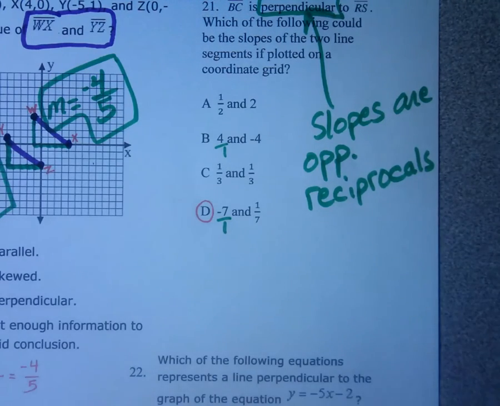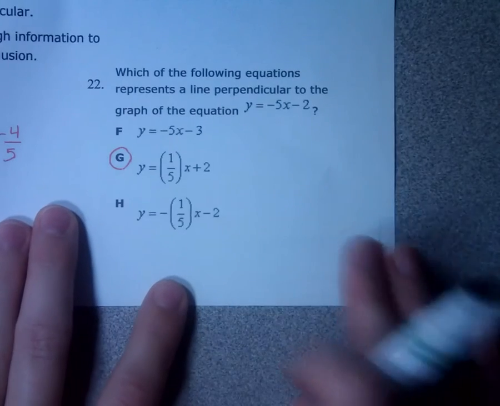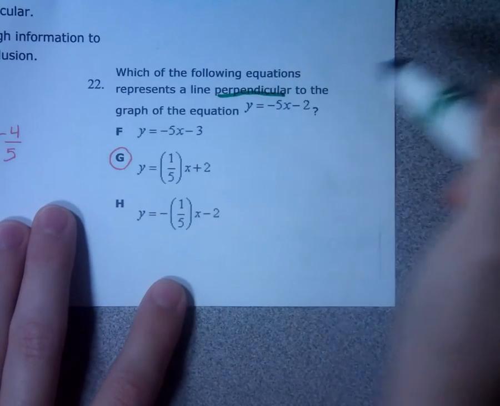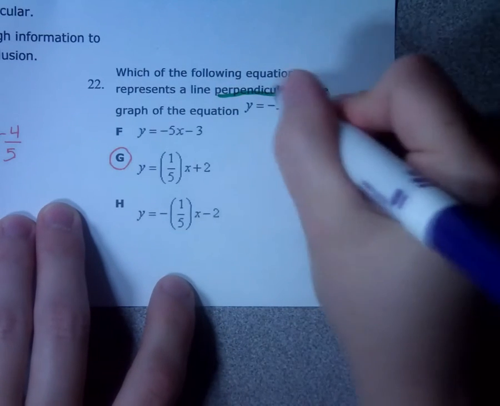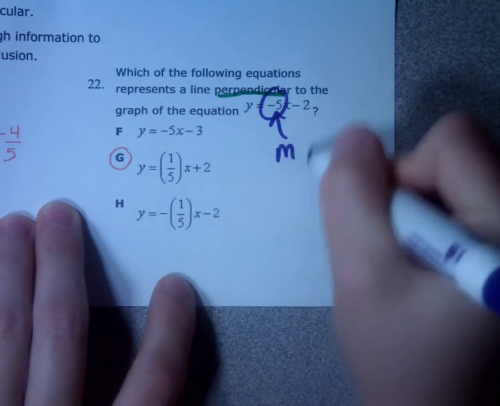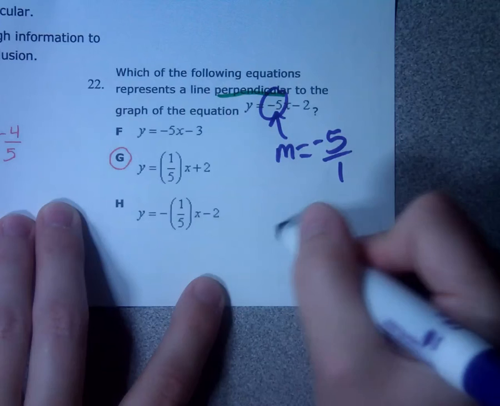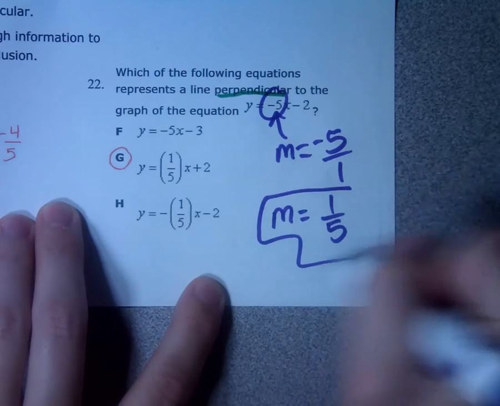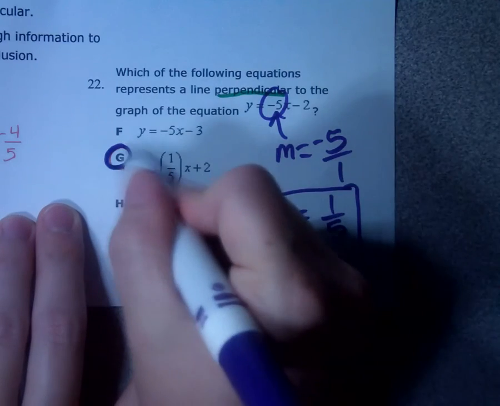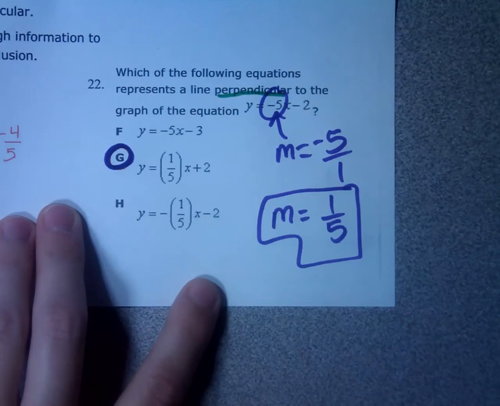Okay, number 22 down here. Which of the following equations represents a line perpendicular to the graph of this equation? So I identify my slope, which is negative 5. And if I want the perpendicular slope, I just flip and switch. So when I flip the fraction over and I switch the sign, I get a positive 1/5. And you'll see that answer choice G has a slope of positive 1/5. So it is the one that would be perpendicular to it.